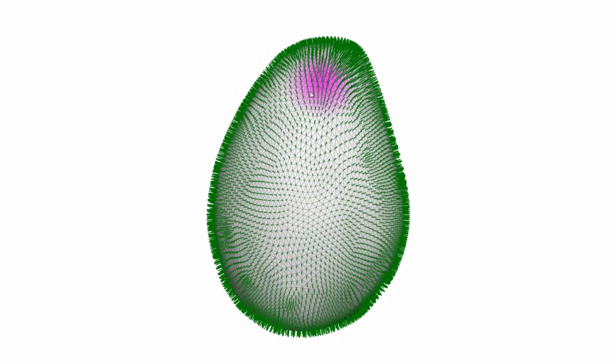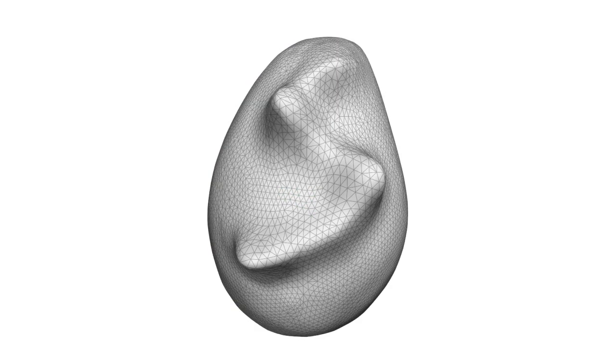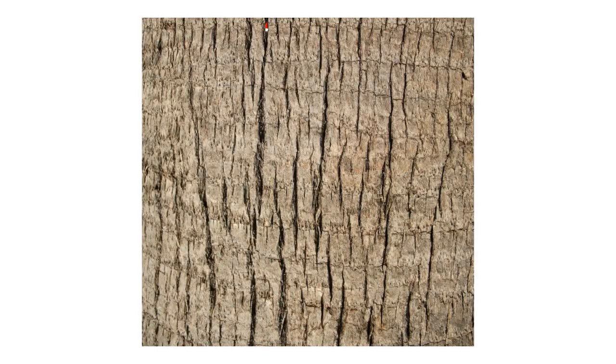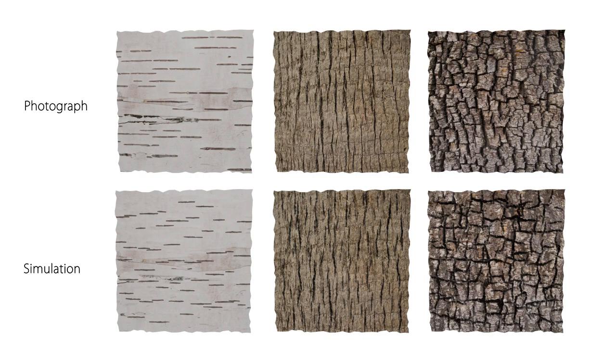Growth is either defined from the beginning or controlled by modifying the growth speed during simulation. A texture map can optionally be added, and the stress field can be sketched on the surface from an input image. This allows us to recreate crack patterns that resemble those of real bark.